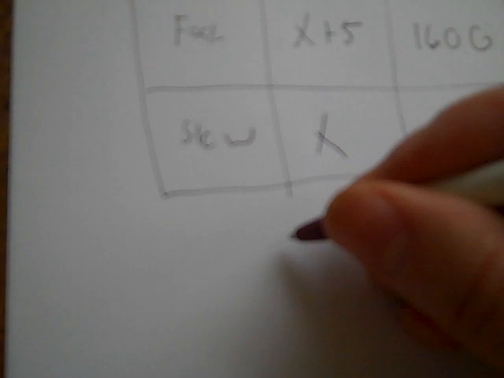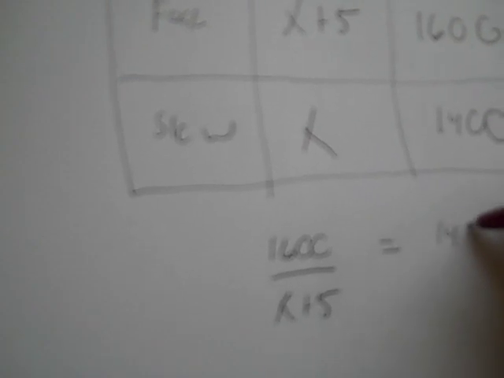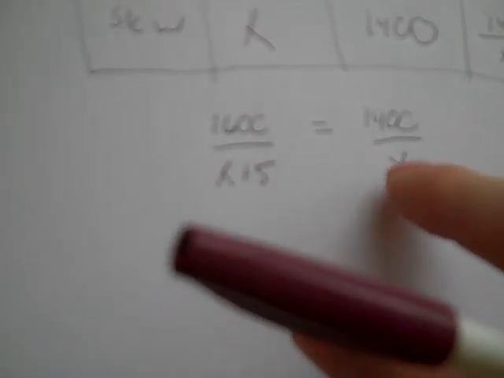So I set up a proportion, 1600 over x plus 5 equals 1400 over x. Now you only have two ratios here. You don't need to do all that LCD stuff. You do that when there's three. There's only two ratios, so I can get by with the A, B, C, D.